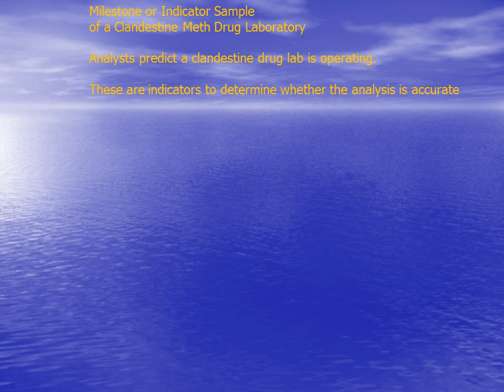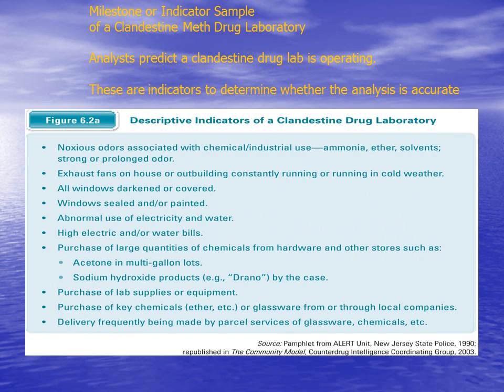This is an example milestone or indicator sample of a clandestine meth drug lab. The analysis predicts a clandestine drug lab is in operation. These are the indicators to determine whether the analysis is correct, and these would be indicators that you would notice. So they're predicting there's a clandestine drug lab, a meth lab, operating in the area. These are the things you look for: if somebody reports noxious odors, or all windows darkened or covered at a house that might be under suspicion, different things that would indicate whether a meth lab is in operation. These are what you would call indicators. In our book, they call them milestones.